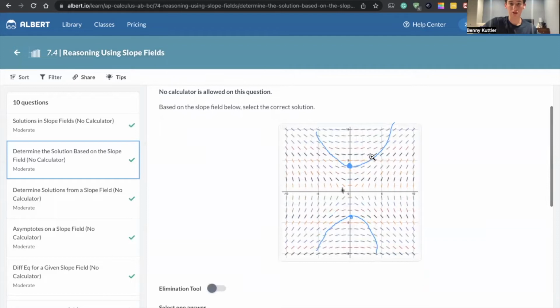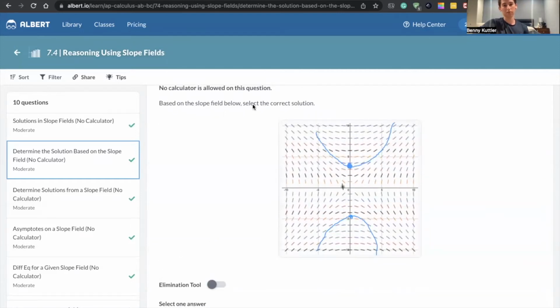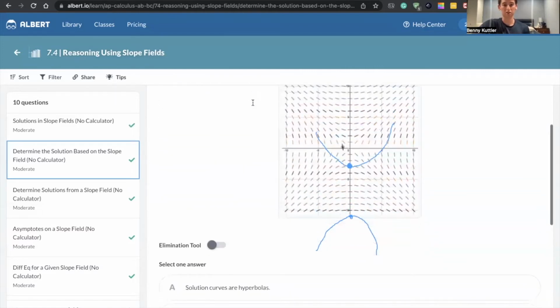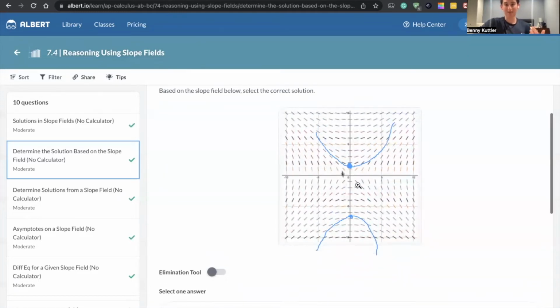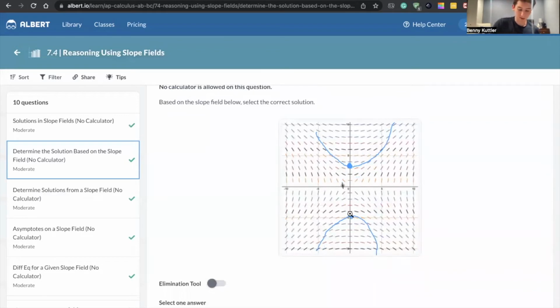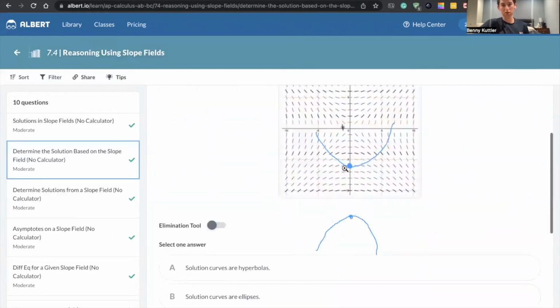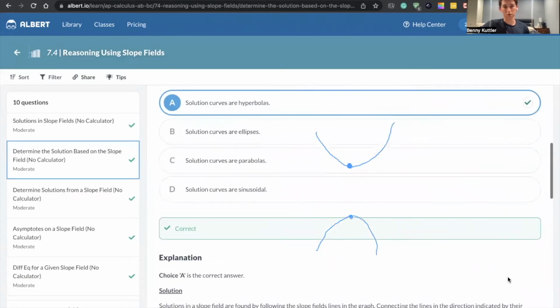And if we look at what this question is asking, it's asking what these curves look like, what the solutions look like. So here, if you remember what a hyperbola is, it's this. And if we didn't have this bottom part and everything were just pointing up, it would be a parabola. But here, since we had those two little U's, the solutions are going to be hyperbolas.